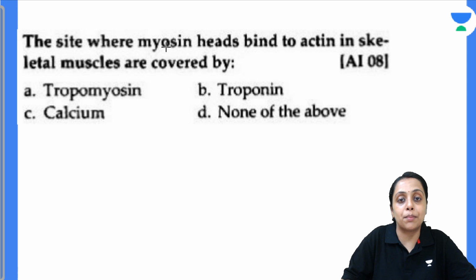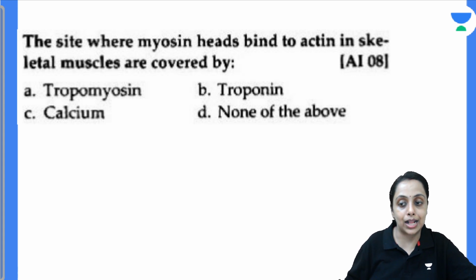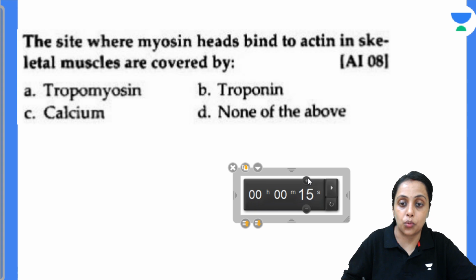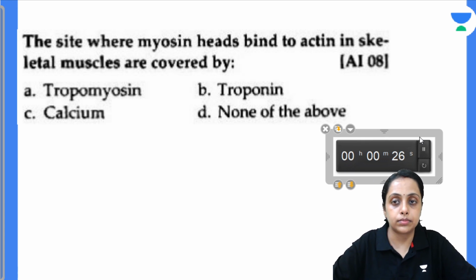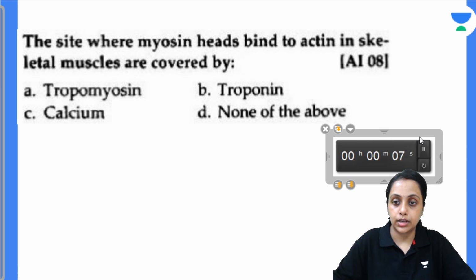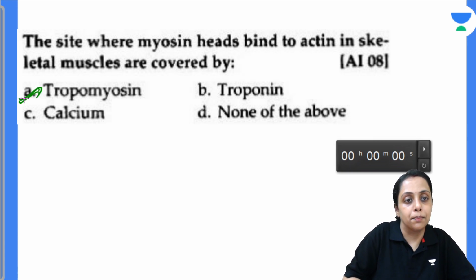Coming to the next one. The site where the myosin head binds to the actin in the skeletal muscle is covered by: Option A, tropomyosin. Option B, troponin. Option C, calcium. Option D, none of them. Everybody answer this question fast. Yes, very true. Tropomyosin is going to cover the myosin binding site.